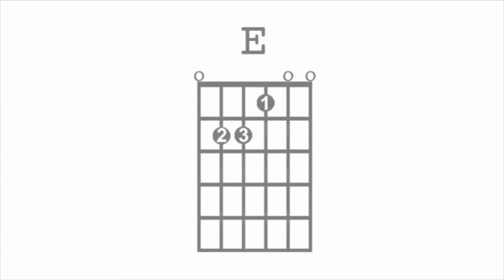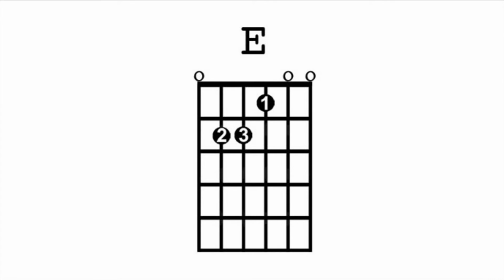And now the E chord. And the fingering for this is the sixth string, E string, is open. The fifth string, A string, is at the second fret. The fourth string is also at the second fret. The third string is at the first fret. The second string is open, and then the high E first string is also open.